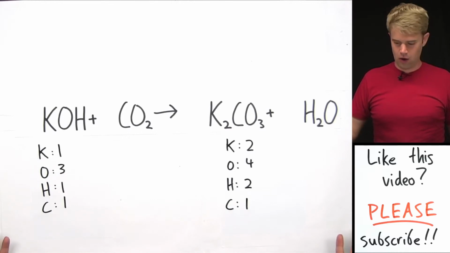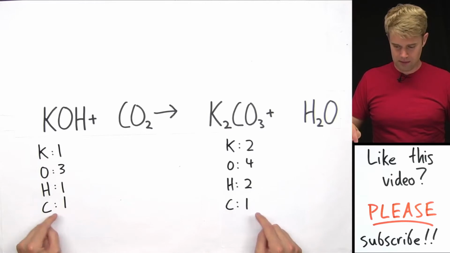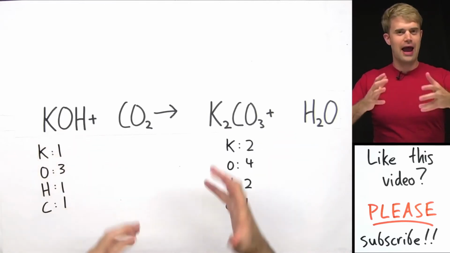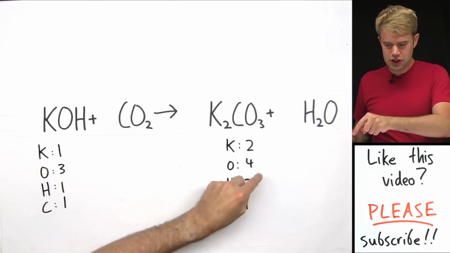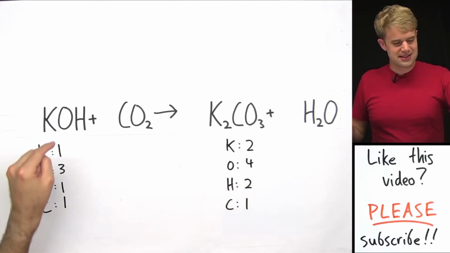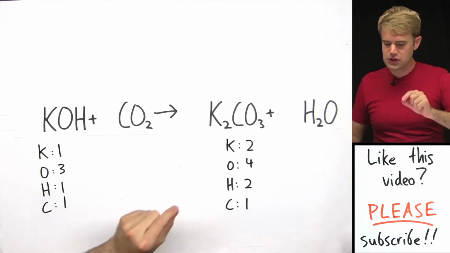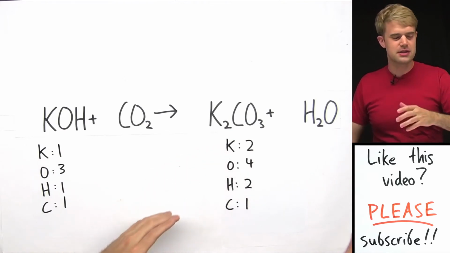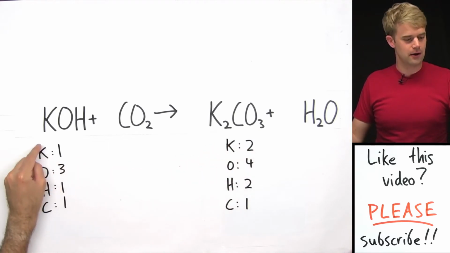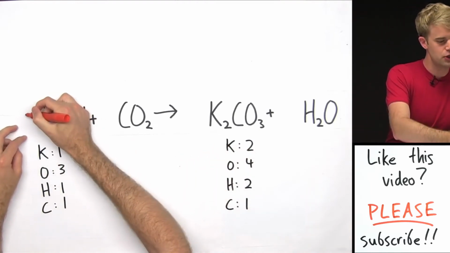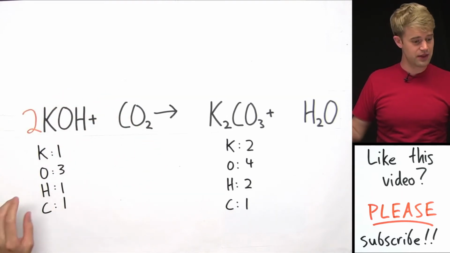Okay, so what balances, what doesn't? The carbons balance, but other than that, we've got to add some coefficients to change this stuff around. Okay? Oxygen doesn't balance. But since oxygen is in every one of the compounds, I'm going to leave that for later. I'm going to start with potassium because it's easier, right? I have 2 potassiums here, but I've only got 1 here. So the first thing I'm going to do is I'm going to put a 2 in front of this KOH, and let's see what that does.